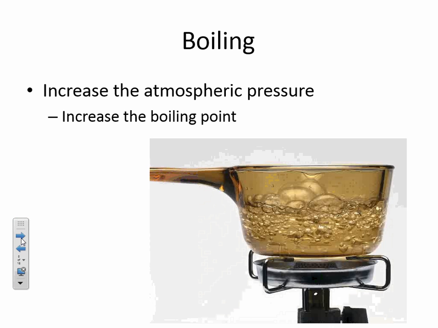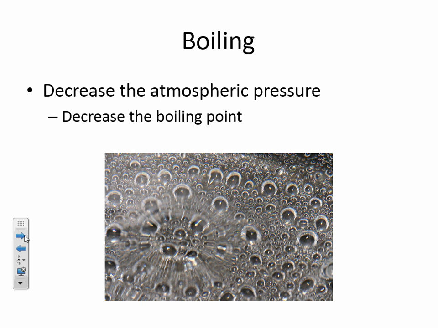In boiling, if you increase the atmospheric pressure, you're going to increase the boiling point. So you can make it boil at a temperature higher than 100 degrees Celsius. Think about the air pushing down on top of the water, making it hard for those water molecules to escape, keeping the water molecules in there if you have a high atmospheric pressure. So you'd have to give the water molecules more energy for them to escape. If you decrease the atmospheric pressure, it decreases the boiling point.